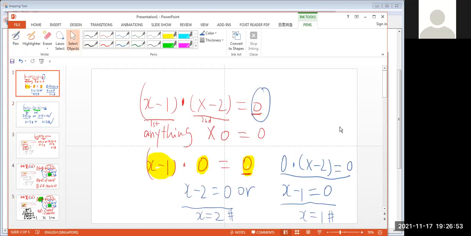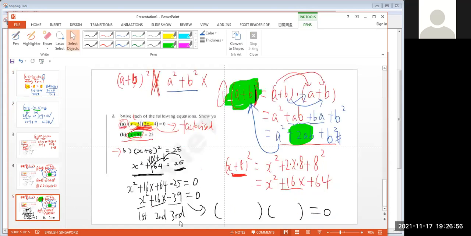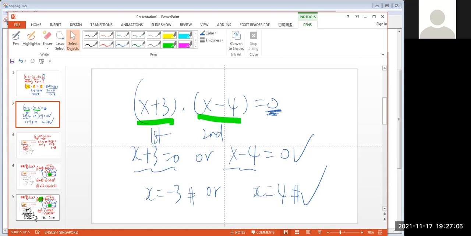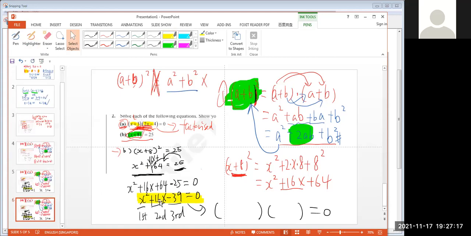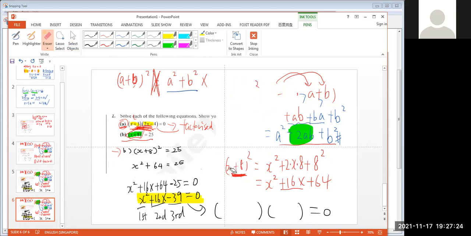So that's why you have 3 terms here already. You need to factorize it first. After you factorize it, then you are going to get the answer using this method. So how are you going to factorize this? Like x squared plus 16x minus 39. Any idea? Any idea how you are going to factorize this? I mean, just any idea?